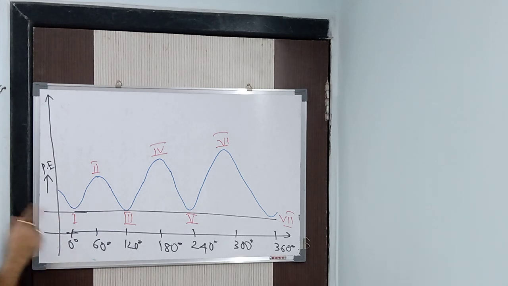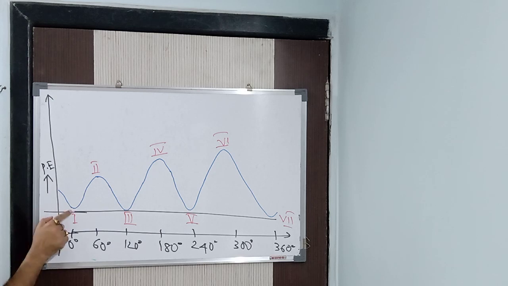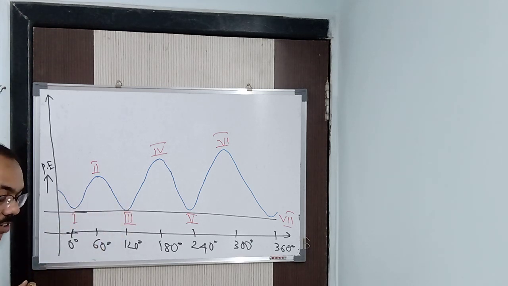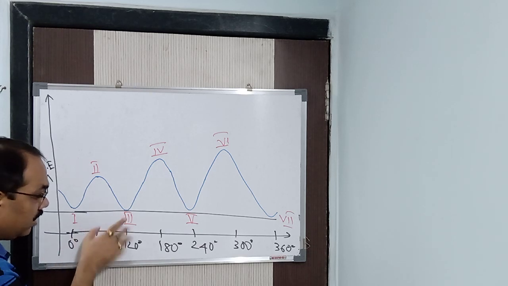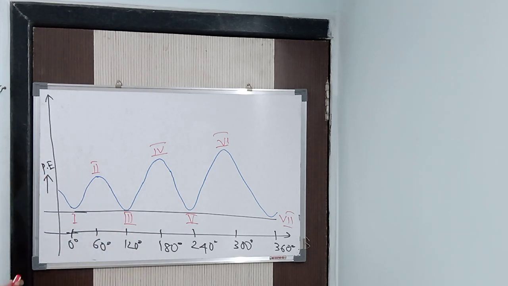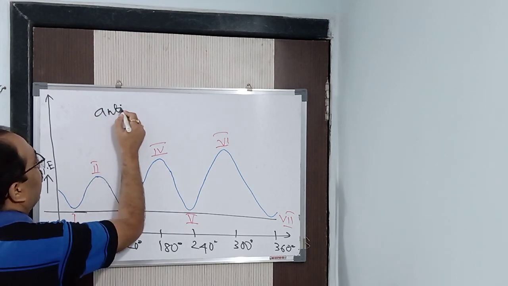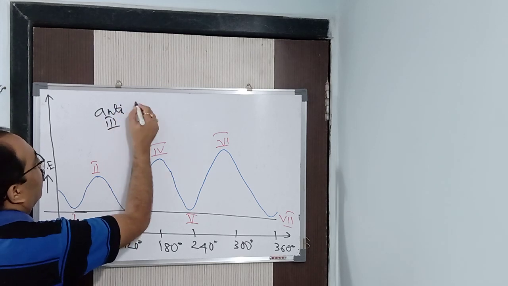So 1 was... now you see the potential energy here. It is not the lowest. The potential energy is lowest in 3. You can say that in 3 it is lowest. So what was 3 called? It was known as anti. So anti has the maximum stability. That is, number 3 is your anti, which has maximum stability.